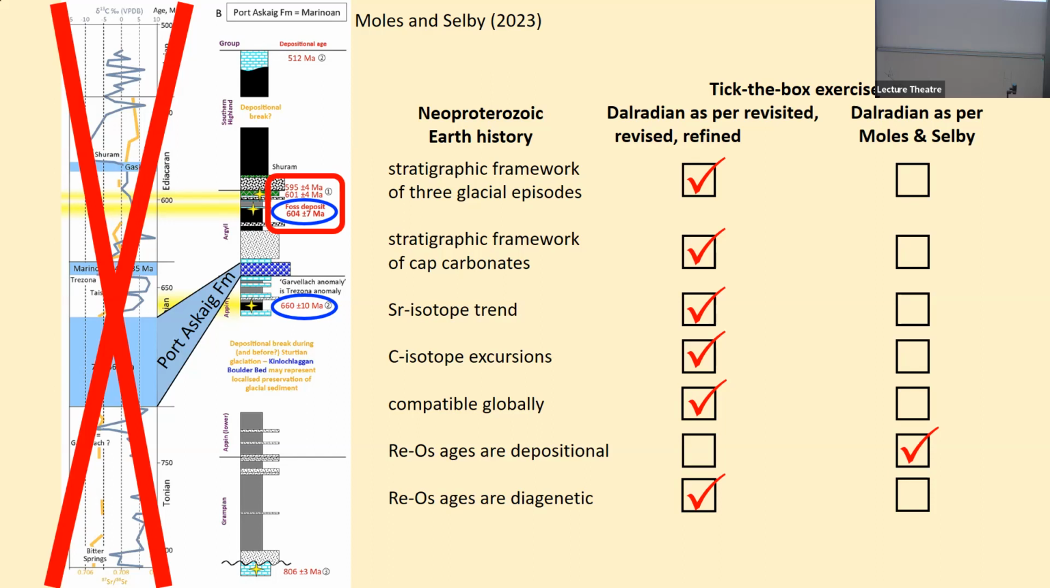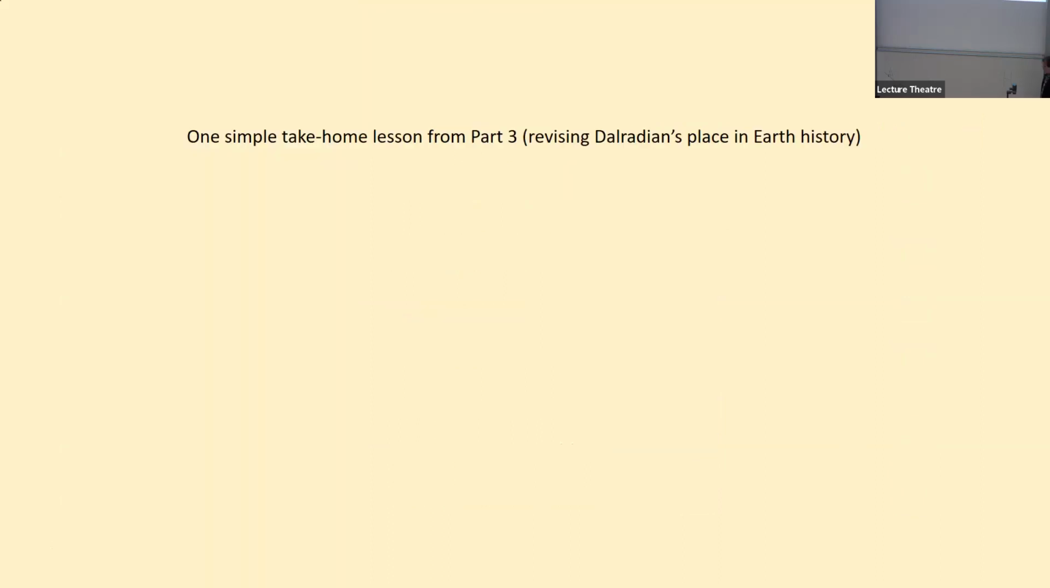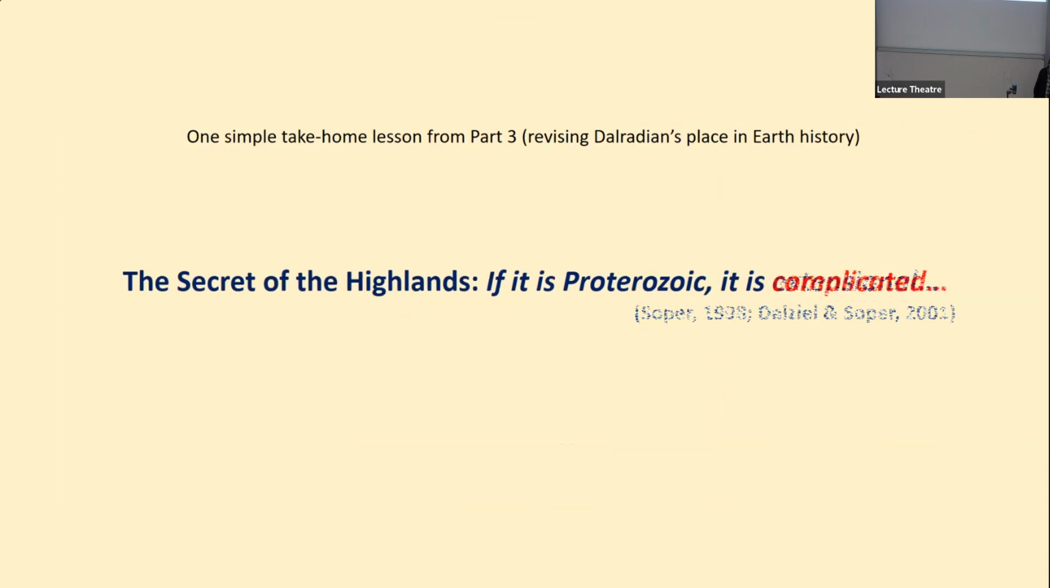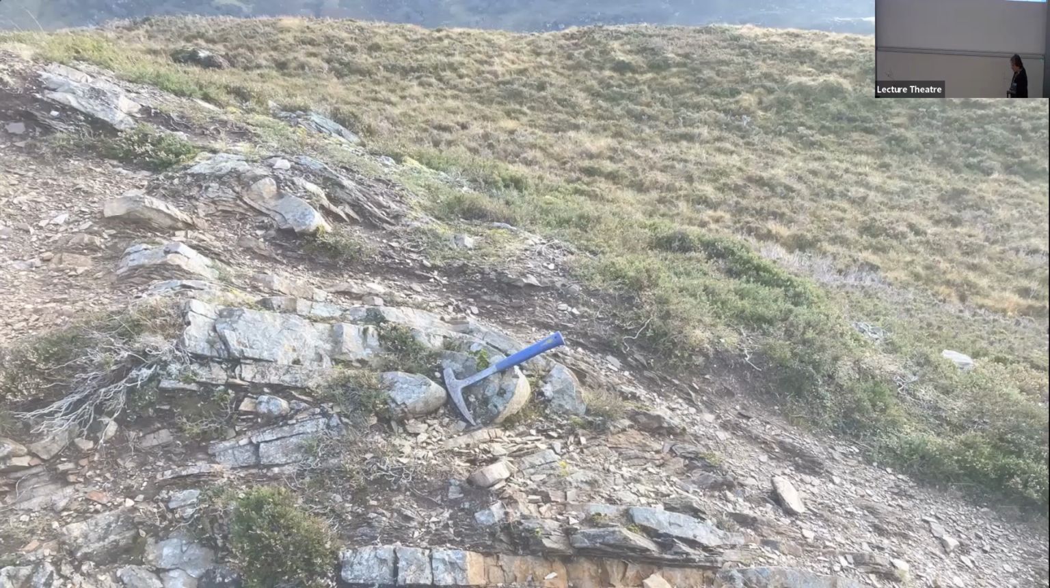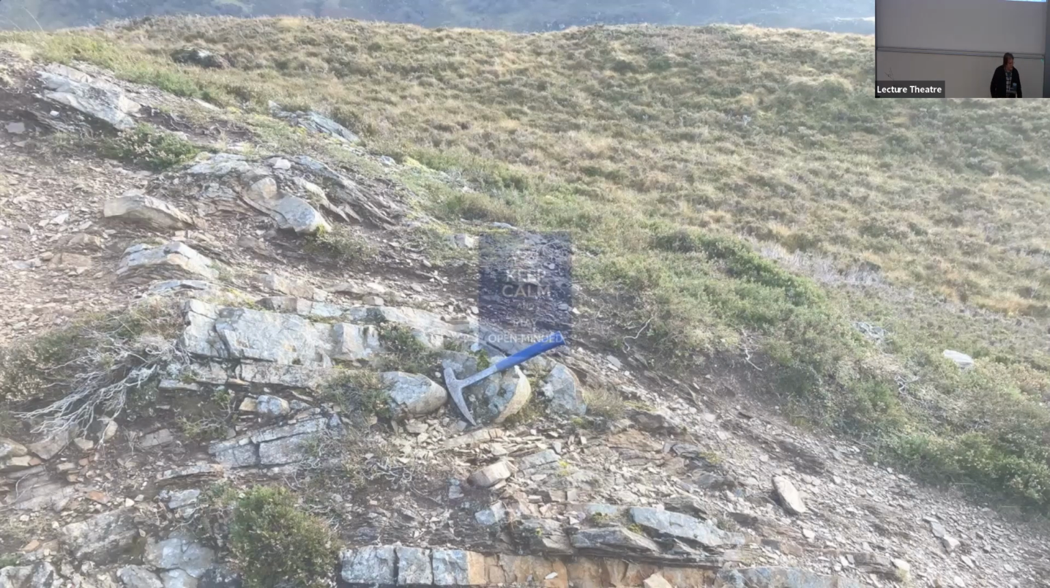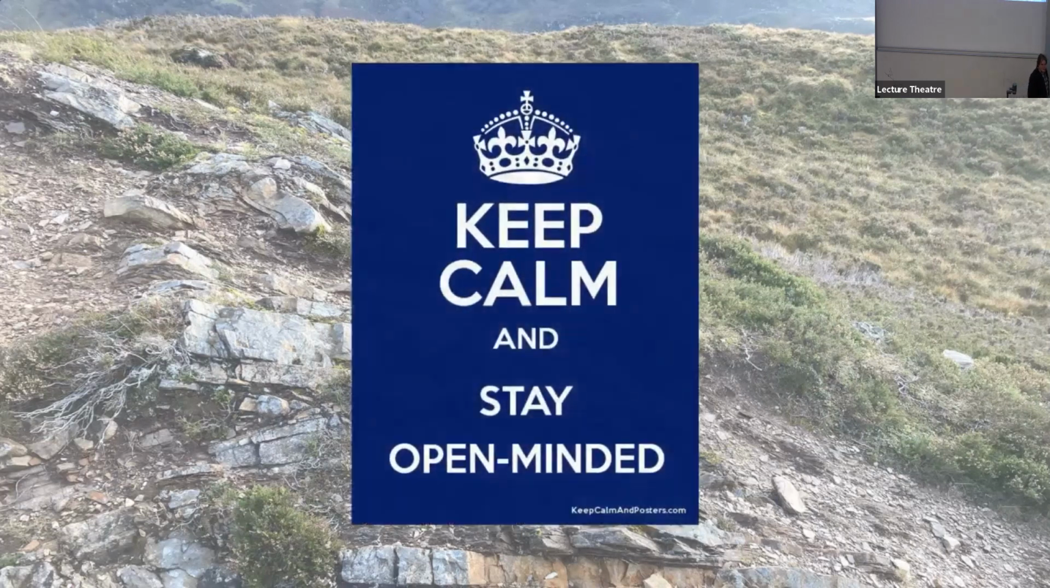But if there's one take-home lesson for me to conclude with, it's that the secret of the Highlands, if it's Proterozoic, it's complicated. And these beautiful rocks that are deformed and mostly covered, I guess the only message we can take is keep calm and stay open-minded.